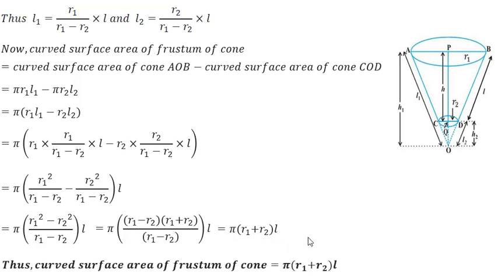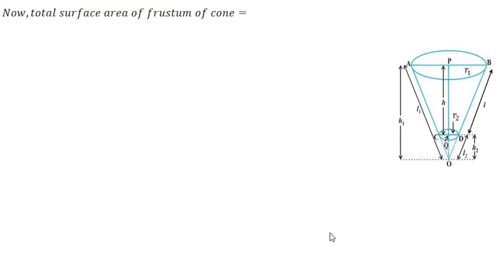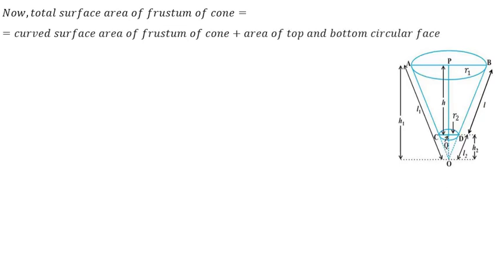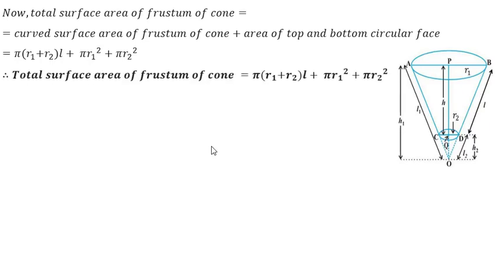Now we have to find total surface area. So for total surface area, I will add this top and bottom circular portion to curved surface area. So pi into R1 plus R2 into L, this is my curved surface area, plus pi R1 square, this is circular area at top, and pi R2 square, this is circular area at bottom. So I will say total surface area of frustum of cone is pi into R1 plus R2 into L plus pi R1 square plus pi R2 square.